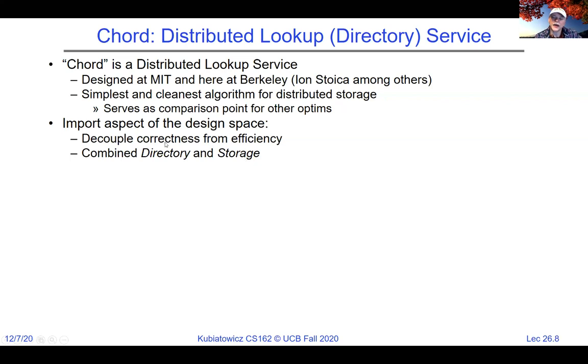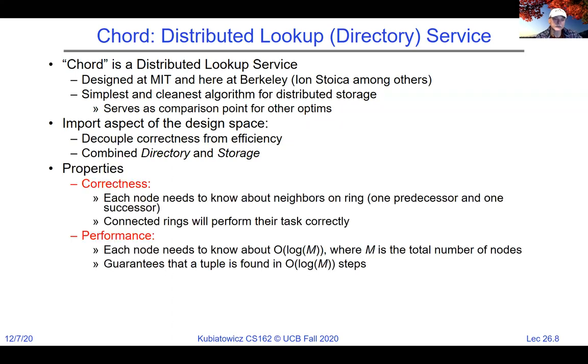The thing that's interesting about Chord is we're going to combine that central directory and the storage nodes together and spread them all amongst all the nodes. So we no longer have a single lookup directory and a set of storage servers. Instead, we're going to have a set of storage servers that are just going to talk to each other to make this work. And the properties are as follows. For correctness, we're going to make sure that each node knows about neighbors on the ring. So it needs to know how to go forward and backwards, a predecessor and a successor on the ring. And as long as the ring is connected, the ring is going to perform its tasks correctly. Then from a performance standpoint, we're going to start adding some more neighbors. We're going to start learning about a logarithmic number of neighbors across the ring, and that's going to help us get a much more efficient lookup.